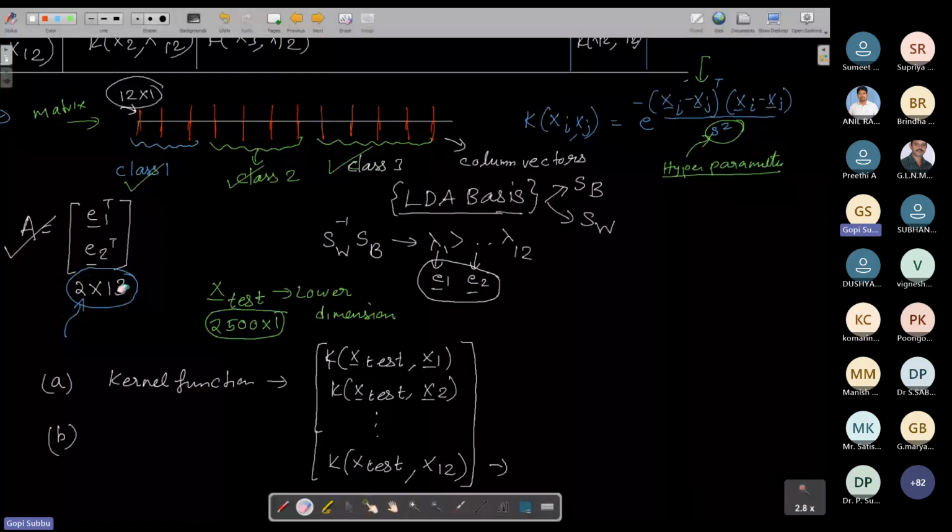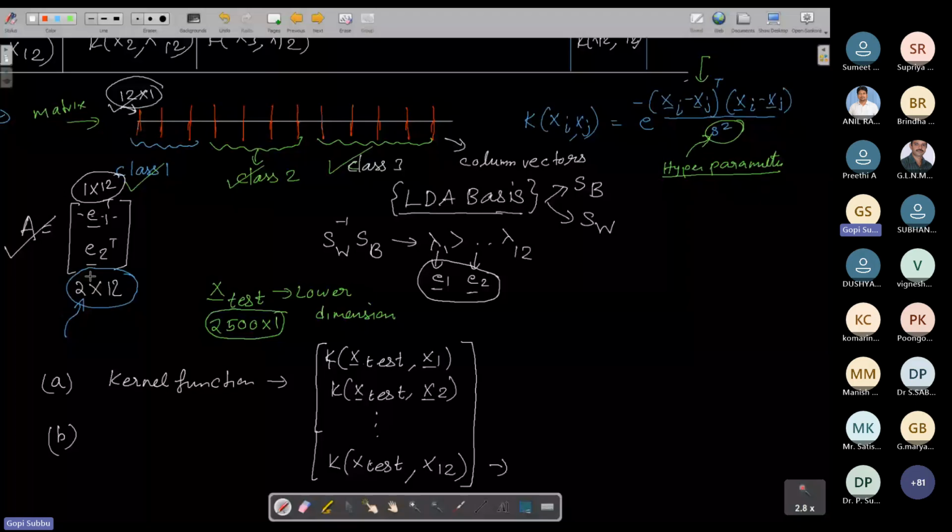Since the vector is of size 12 cross 1, the eigenvector is also of size 12 cross 1, and by taking the transpose, this is going to be 1 cross 12. So this row is also 1 cross 12. So it is 2 cross 12 here, right?